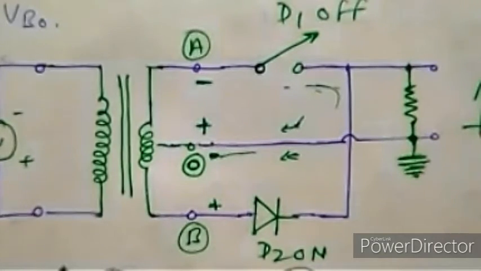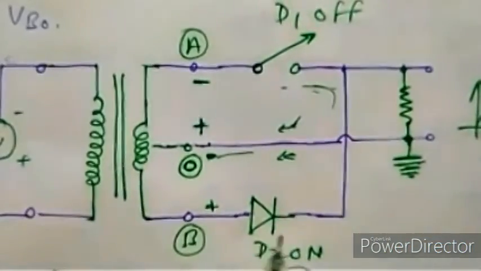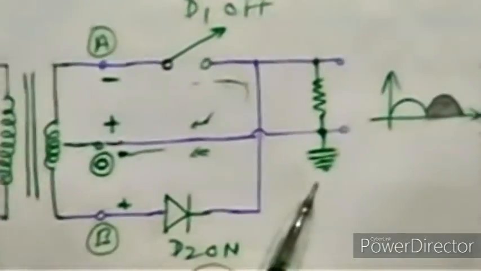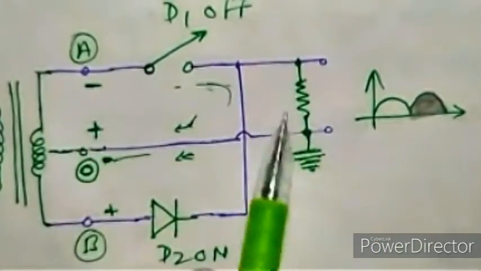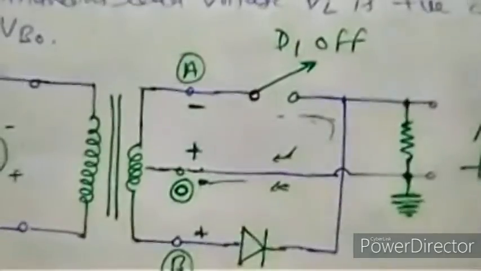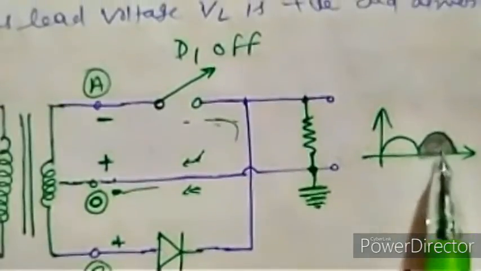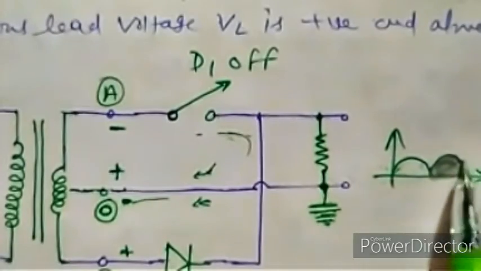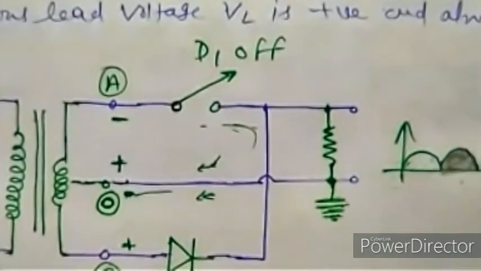So the instantaneous load voltage is positive and almost equal to VBO, the voltage across this point. So we are going to get the cycle like this, because current is flowing in the same direction through the resistance. The positive half cycle gives one hump, and for the negative half cycle of the AC input we again get the same cycle, because the current is flowing in the same direction through the resistor.